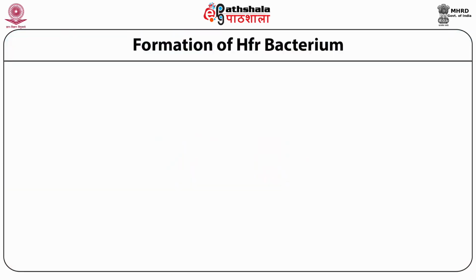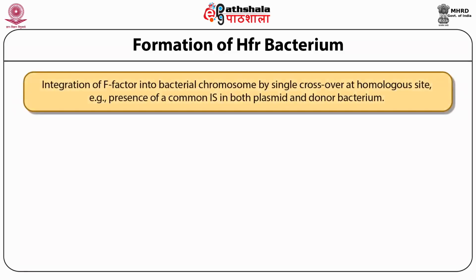Shows how high rate of recombination in bacteria can be achieved. This was found when the F factor was found to integrate into the bacterial chromosome, and this led to a very, very high rate of recombination. And this was possible, that is, the integration was possible because of the presence of a common insertion sequence in both the plasmid and the chromosome of the bacterium.